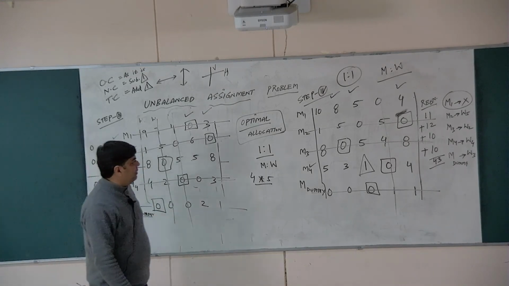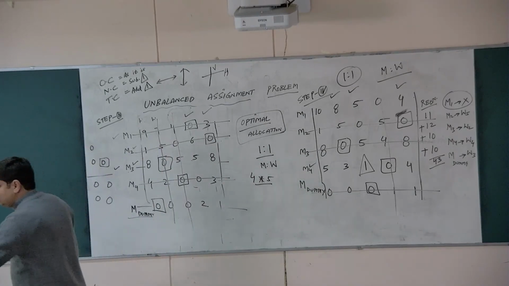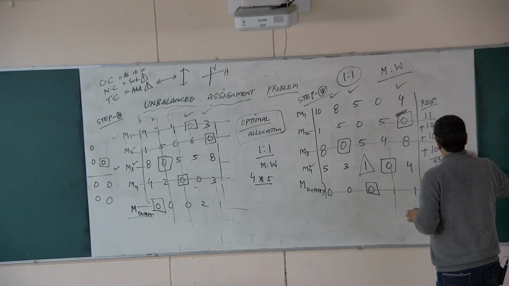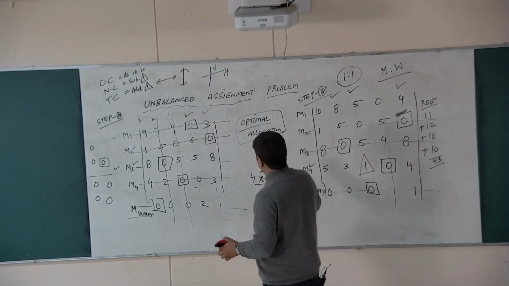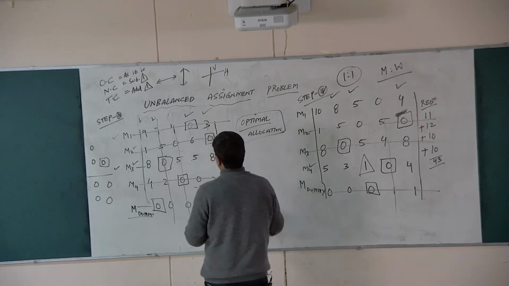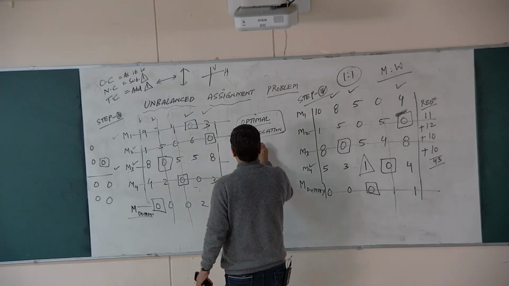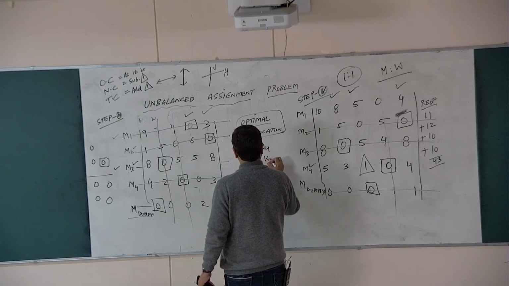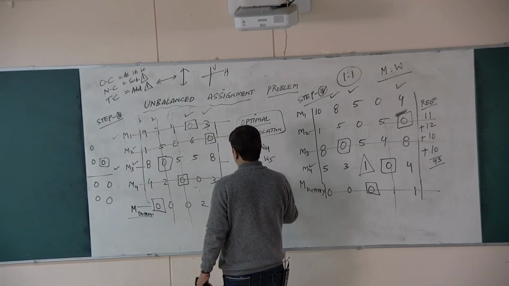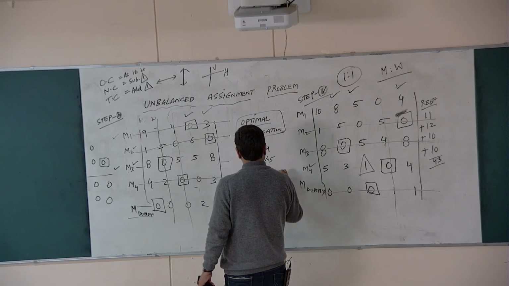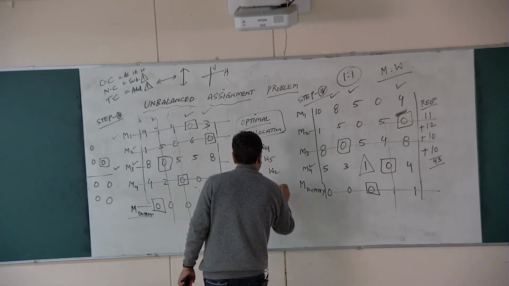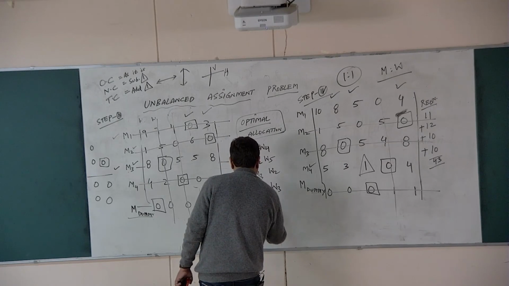So now our optimization is, our optimal allocation is, I'll write here M1 W4, M2 W5, M3 W2, M4 W3 and M dummy W1.